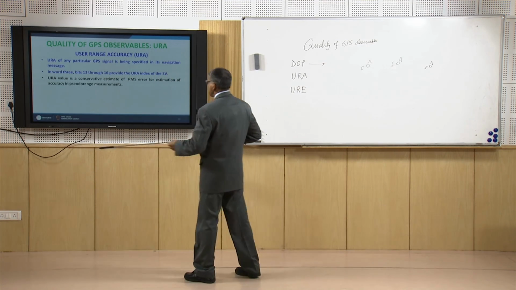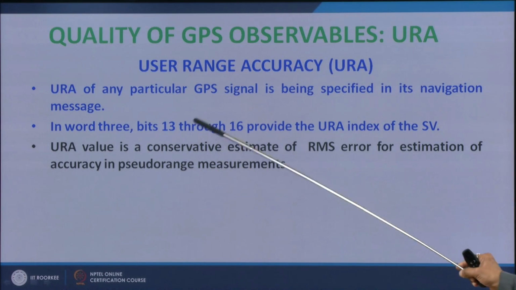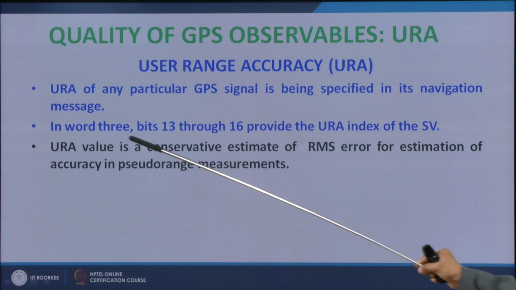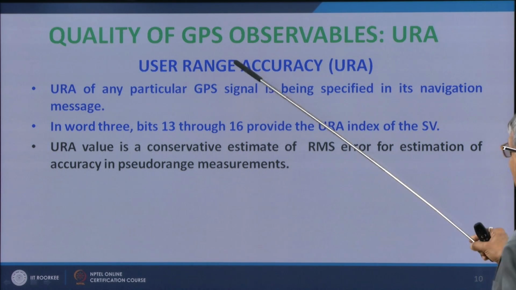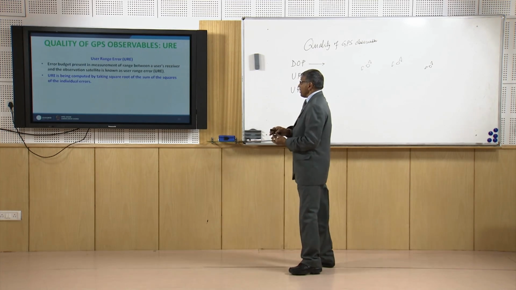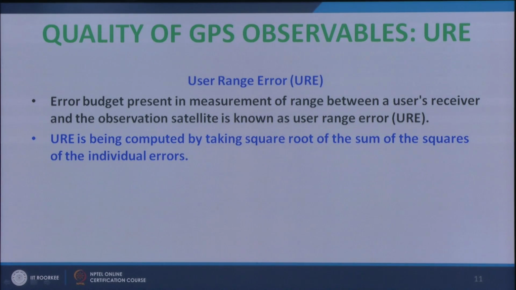In the navigation message there are some words: word number 3, bits number 13 to 16 provide an index which shows the URA index, and this is a value which provides the user range accuracy and tells about the quality of the GPS data. Another parameter is called user range error.